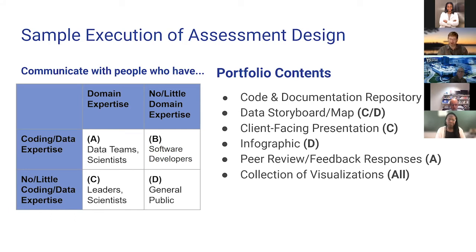Using this as our grid of knowledge that people have, in this case we can see a group of people that have domain expertise and coding and data expertise. So that might be data science teams at a big company. It might be specific scientists that are working on a project, things like that. So these are people that have expertise in all of those pieces for whatever the content is.